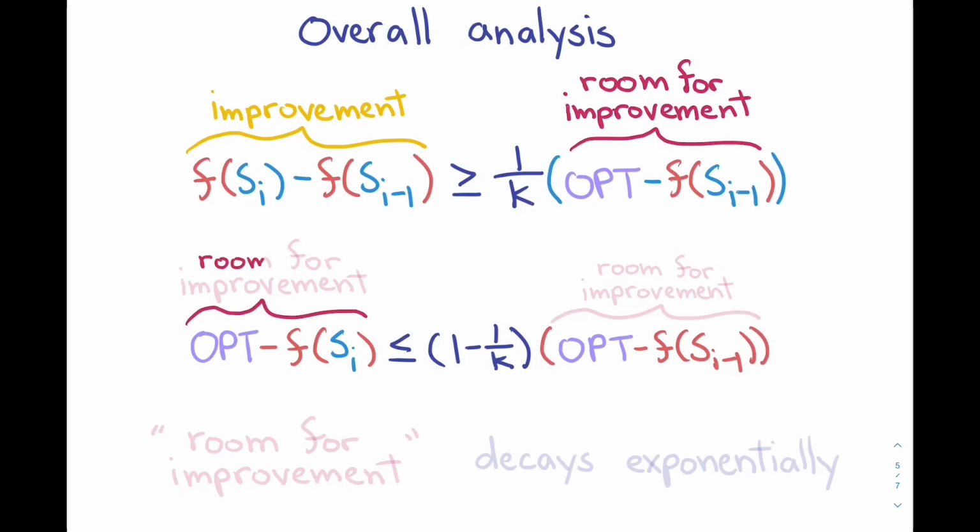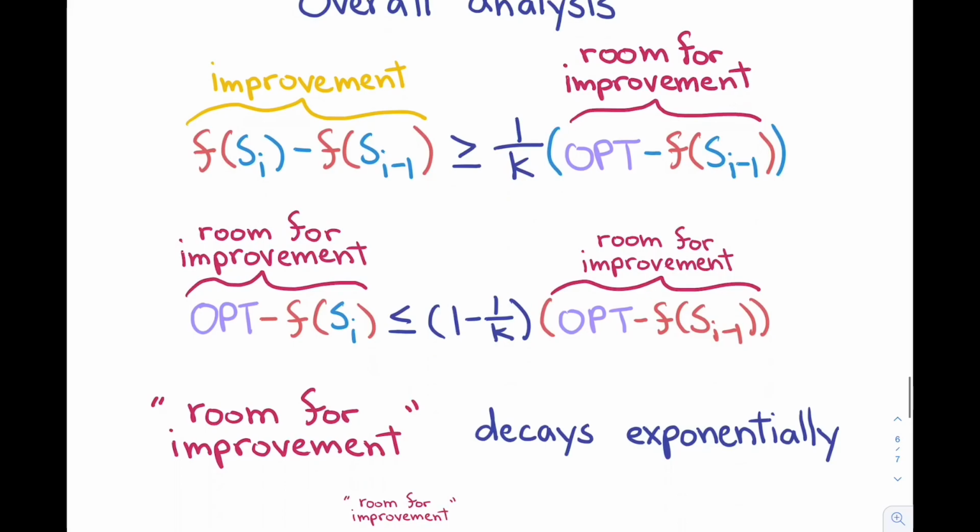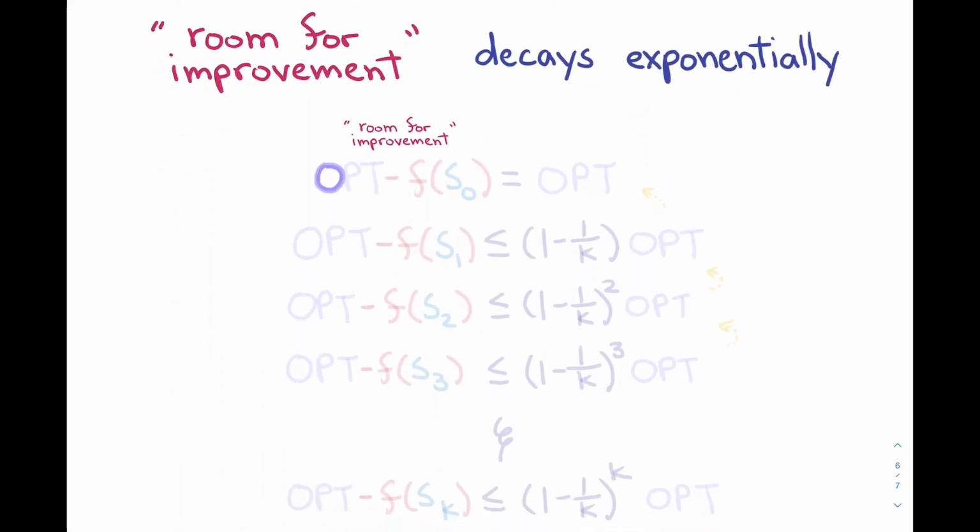That is to say that the objective gap, the room for improvement of our solution at the end of iteration i, is at most a 1 minus 1 over k fraction of the objective gap at the end of the previous iteration. The point being that the difference between the optimum value and the value of the greedy solution decays exponentially over the iterations. Initially, the difference between the greedy solution and opt is of course equal to opt.